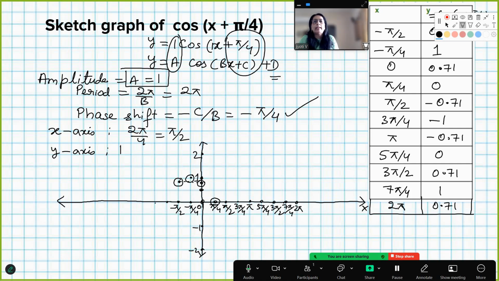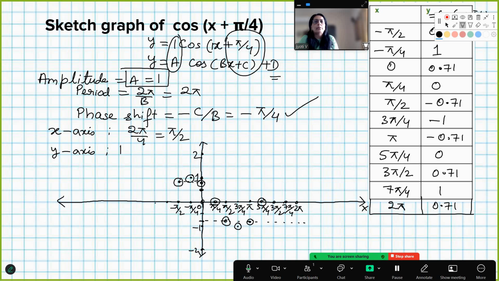Pi by 2 and negative, okay, this is negative, so negative 0.71 is somewhere here. So this is that line of negative 0.71. That is with pi by 2. Okay, so this is it. This is that point. 3 pi by 4 and negative 1, a little lower. Pi and negative 0.7. Okay, so the graph is again rising up. 5 pi by 4 and 0, this one.